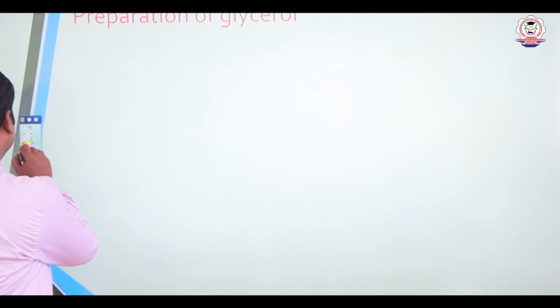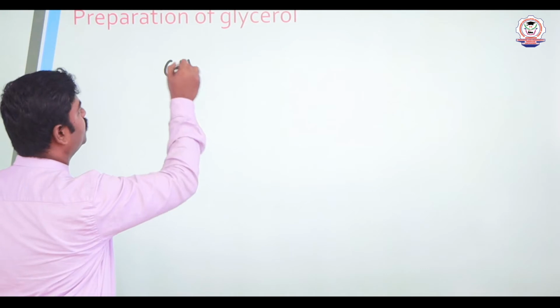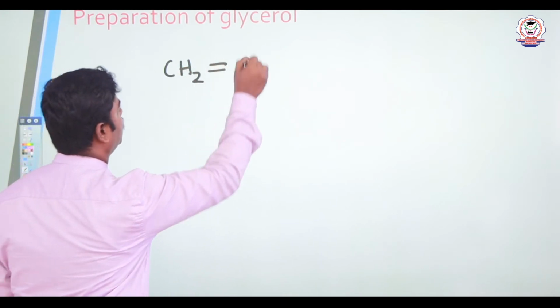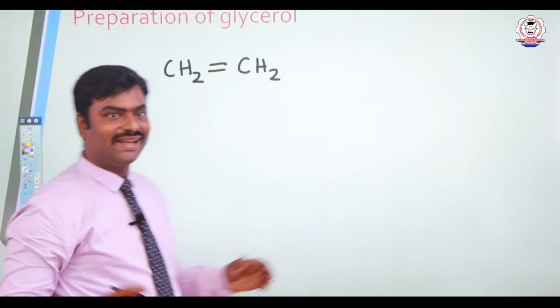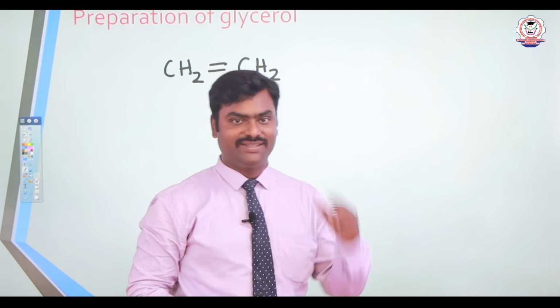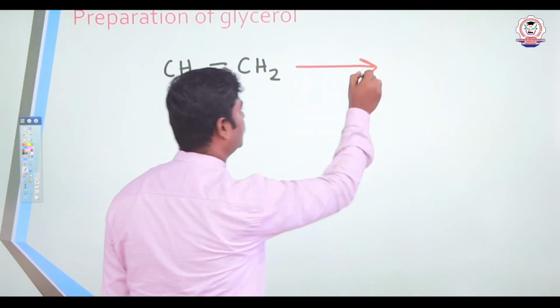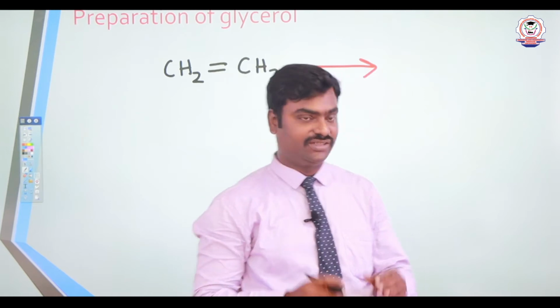What is the best reagent or the best reacting material to produce a diol? Here we are going to use an alkene. It is a very easy methodology. So, I will take a simple alkene, that is ethene, CH2 double bond CH2. Next question, what reagent should be used to prepare the diol here? Yes, that is nothing but Bayer's reagent.